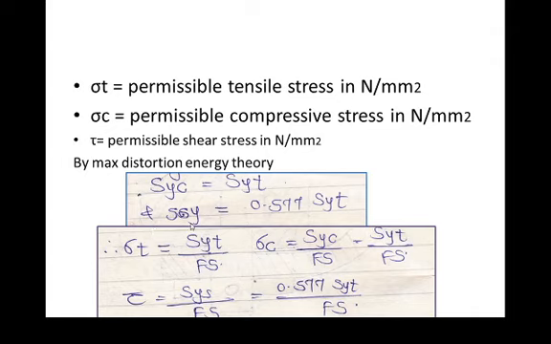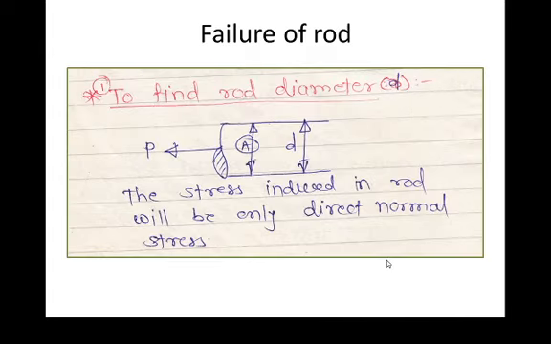Therefore, sigma T permissible will be equal to SYT by Fs. Sigma C permissible will be equal to the yield compressive strength divided by the factor of safety. As the yield compressive strength and yield tensile strength are the same, it will be equal to SYT by Fs. Then tau permissible will be equal to the yield strength in shear divided by the factor of safety. As the yield strength in shear is 0.577 of SYT, tau permissible will be 0.577 of SYT by Fs.